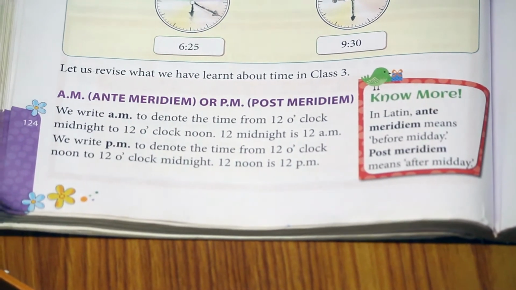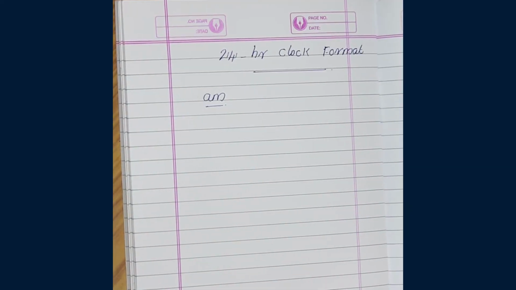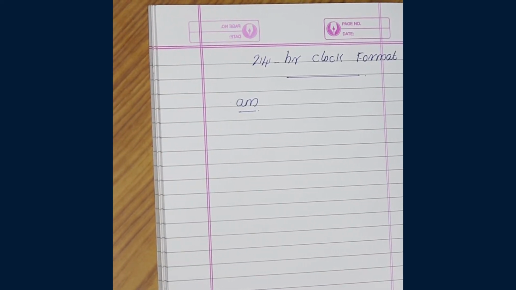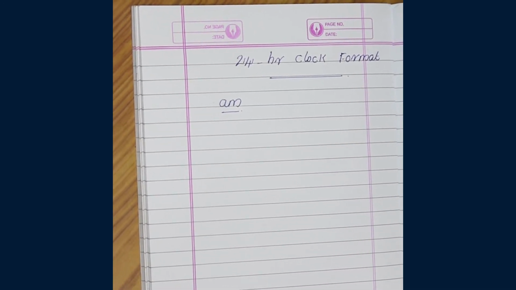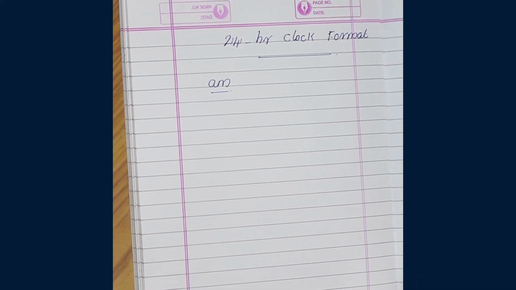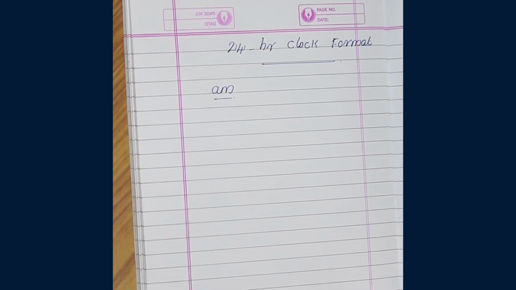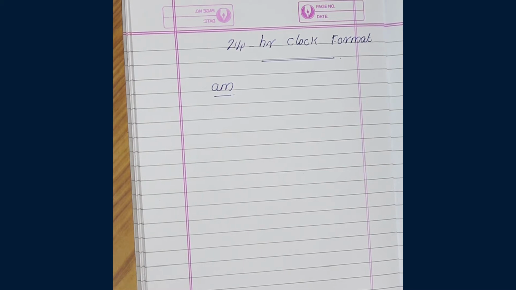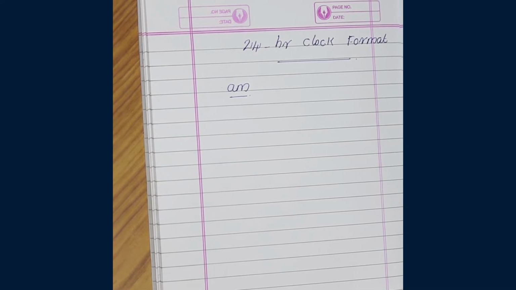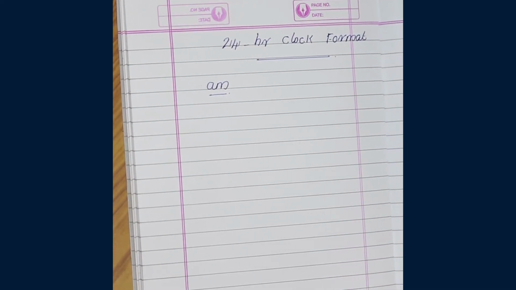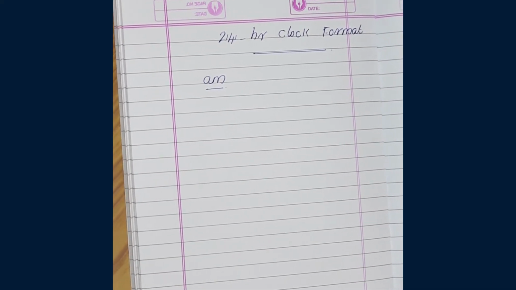Then our next heading is 24-hour clock format. To express the time in 24-hour clock format, we want 4 digits. The first 2 digits from the left side represent the number of hours and the next 2 digits represent the number of minutes. A colon is usually given between the hours and minutes. Since it is 24-hour clock format, the 24 hours of the day can be expressed using 4 digits. There are 2 sections: to express the time in AM and to express the time in PM.